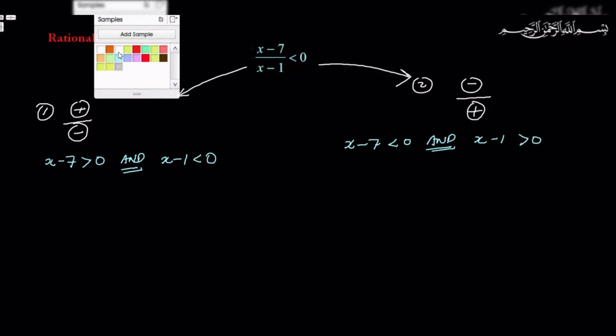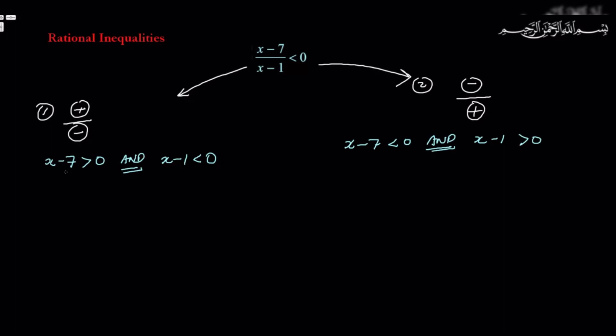Now solving these is easy enough. You can add 7 to both sides, like this. So add 7 to both sides, and here you get x must be greater than 7, and at the same time, adding 1 to both sides here, you get x must be less than 1. So these are the two scenarios.